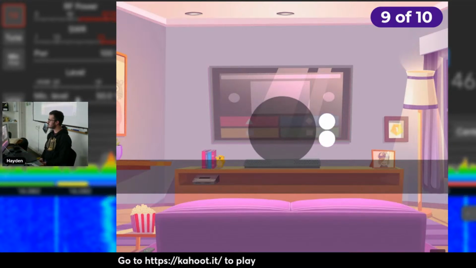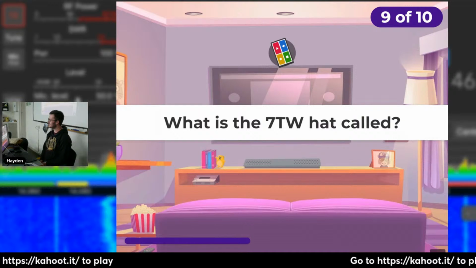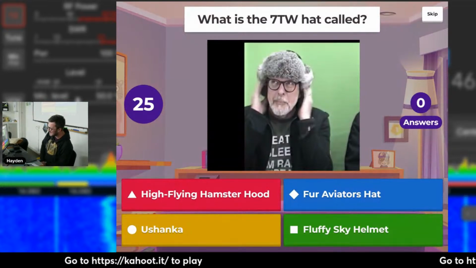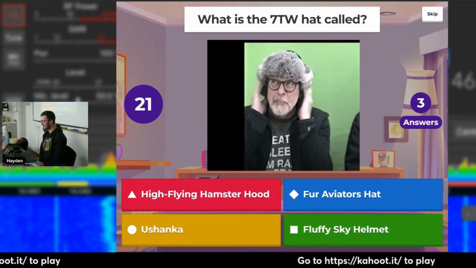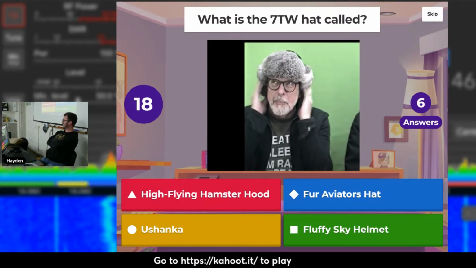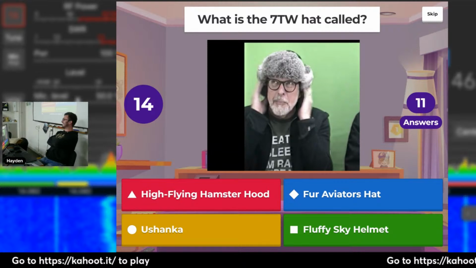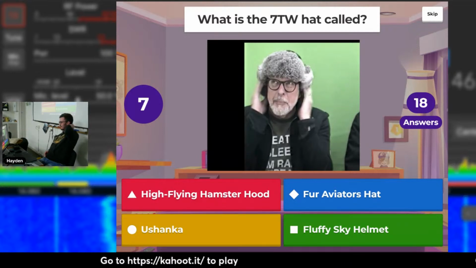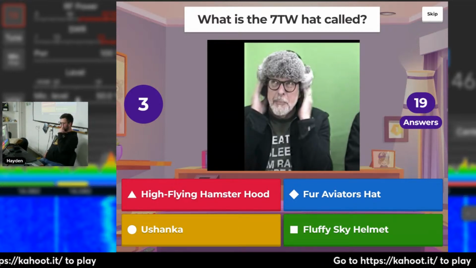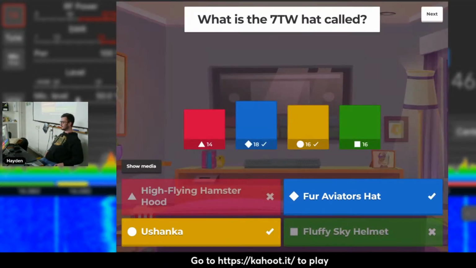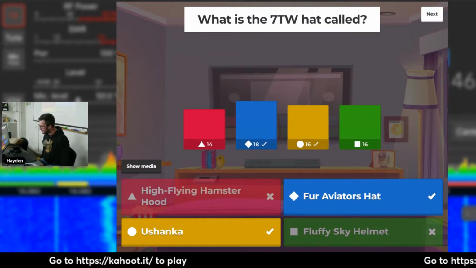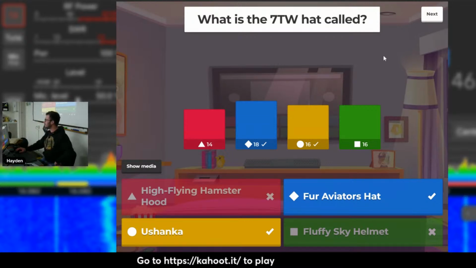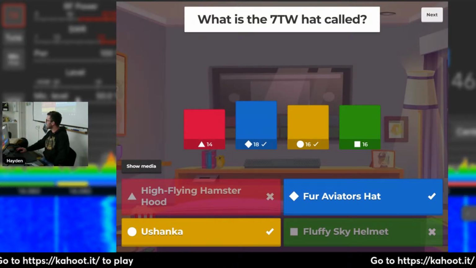Double points. Multi-select, more than one answer. What is the 7TW hat called? Is it a high-flying hamster hood, a fur aviator's hat, a Ushanka, I think that's how I say it, or fluffy sky helmet? I'll say which one it is once we finish the answer. It definitely should be a high flying hamster hood. It is a fur aviator's hat, and it's also known as a Ushanka, which is Russian and Scandinavian. Of course, Justin, we're in winter here, so Justin wears it pretty much every week except for this week.